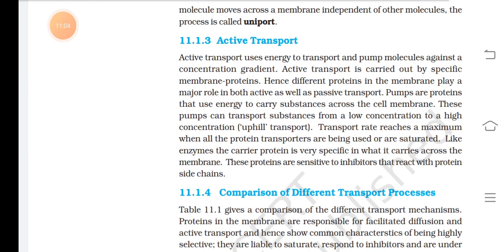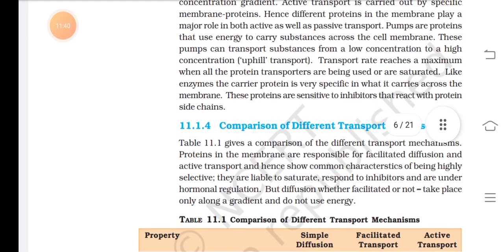11.1.3 Active transport. Active transport uses energy to transport and pump molecules against a concentration gradient. Active transport is carried out by a specific membrane protein. Hence, different proteins in the membrane play a major role in both active as well as passive transport. Pumps are proteins that use energy to carry substances across the cell membrane. These pumps can transport substances from a lower concentration to a higher concentration, which is called uphill transport.